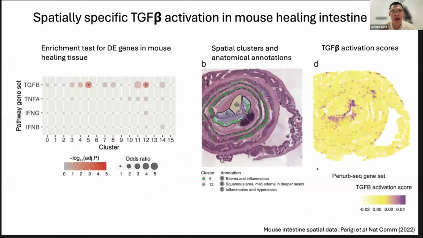And finally, our pathway gene list can also be used to interpret spatial transcriptome data. For example, we identify a spatially specific TGF-beta activation in one of the regions in the mouse healing intestine. These regions nicely match the inflammatory regions as annotated by the original study. If you're interested in the details of this spatial transcriptome analysis, please refer to our preprint.